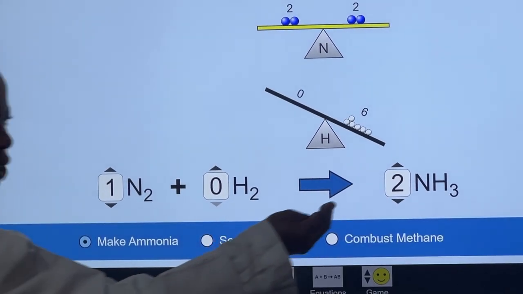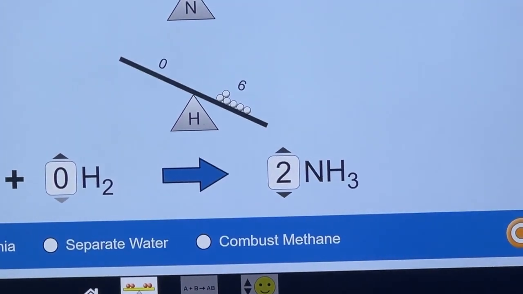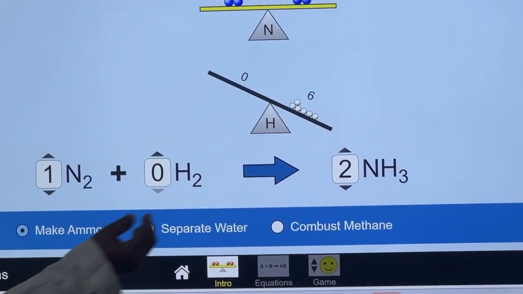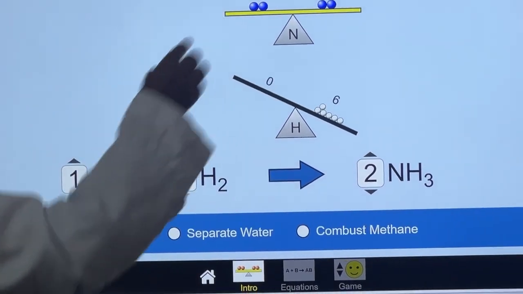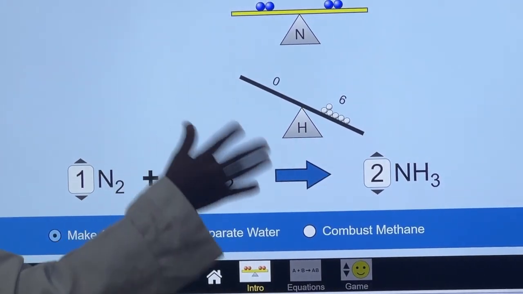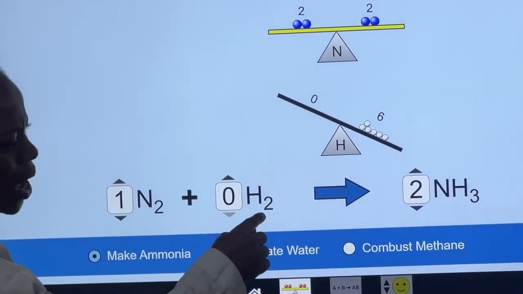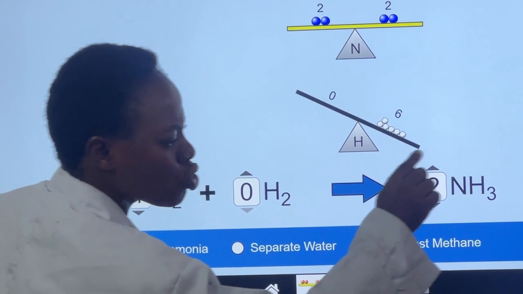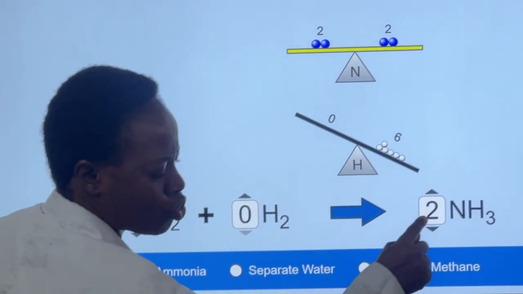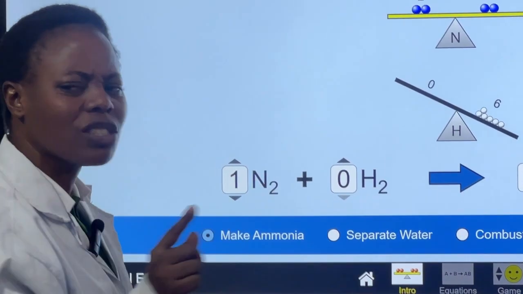Good. Now I come this way. I'm having 2 atoms of nitrogen as well, so meaning that nitrogen is balanced. Let's go to hydrogen. And you can see our scale is not yet balanced, and that is why you are having this seesaw sliding to the other way. Now let's look at hydrogen. Hydrogen here, I'm having 2 atoms. But coming to the product side, you multiply these 3 atoms of hydrogen by 2 on the coefficient. That gives 6. And here I'm having 2, so it's not balanced.